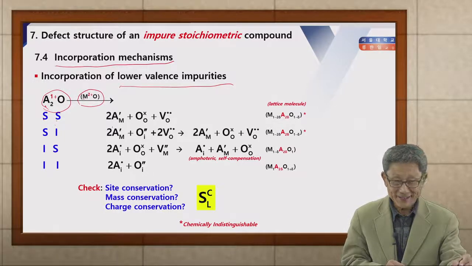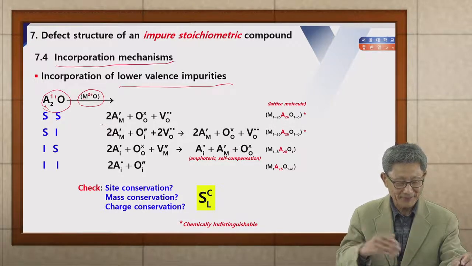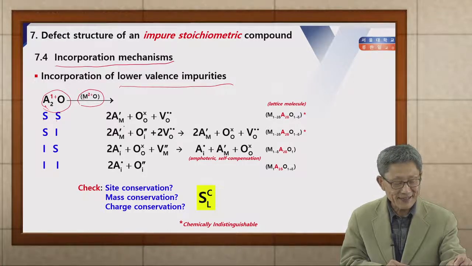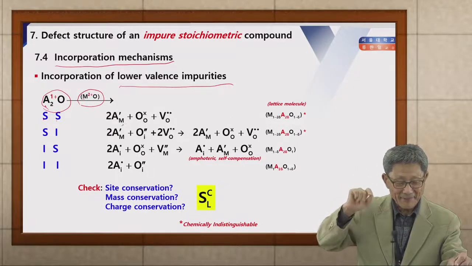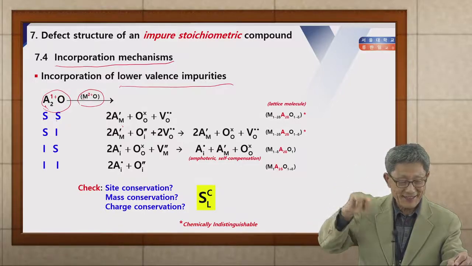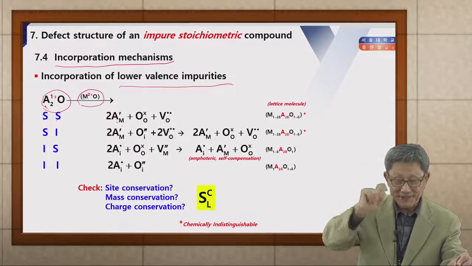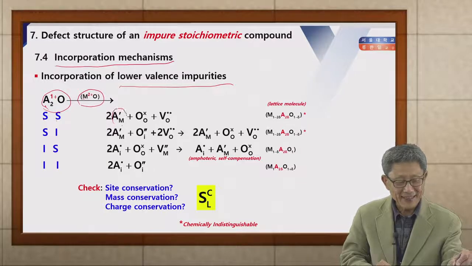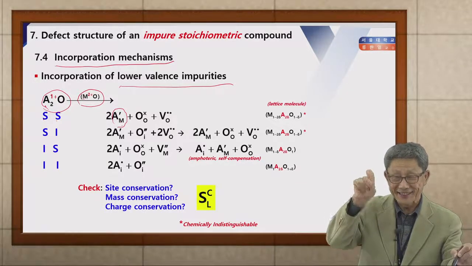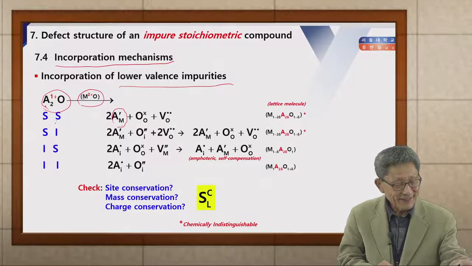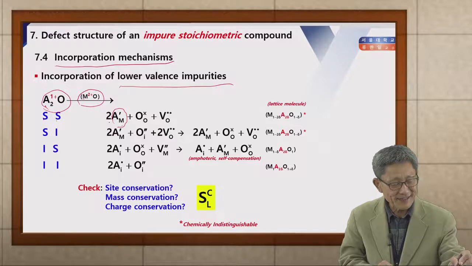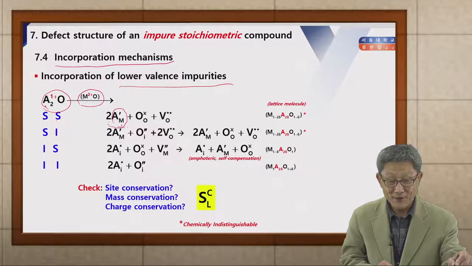Now let's write down what's happening. A replaces host M ion. M originally has the +2 charge state. Now A is +1 charge state. Therefore, it is effectively singly negatively charged. Now there are two. Therefore, due to the mass conservation, we create two substitutional A impurities, substituting the host M site.